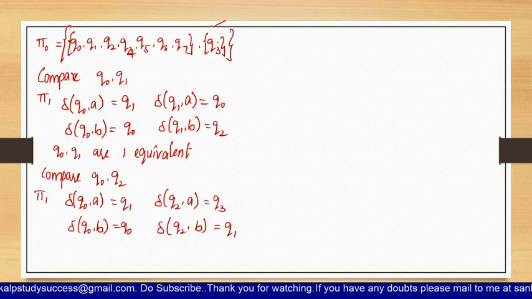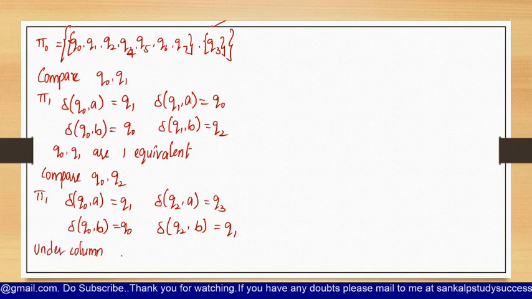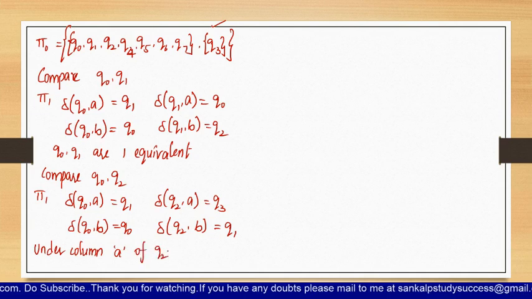So under column A of Q0 and Q2, we get Q1 and Q3, and they lie in different sets.